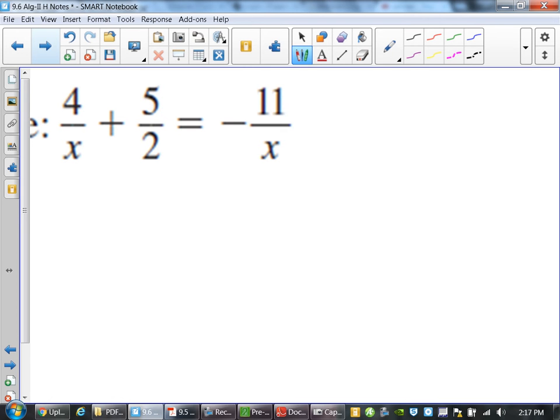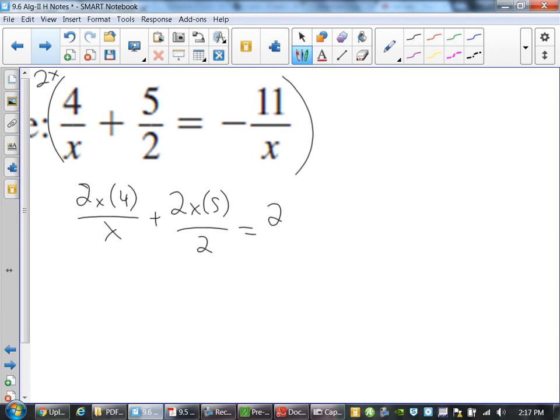What is going to be the common denominator between a 2, an x, and an x? 2x. So everything here has to be multiplied by 2x. Long form one last time. I'm going to get 2x times 4 over x plus 2x times 5 over 2 equals 2x times negative 11 over x. And each one of those individual monomials will simplify out to get rid of the fraction. Yes, sir? When you're finding a common denominator, do you also look at what's to the other side of this line? Yep, because you're multiplying everything by it.